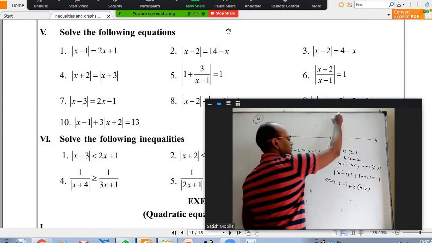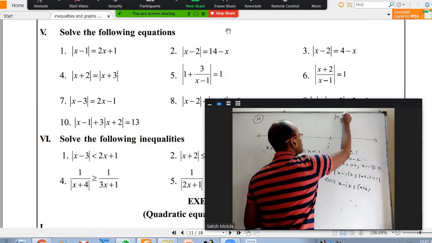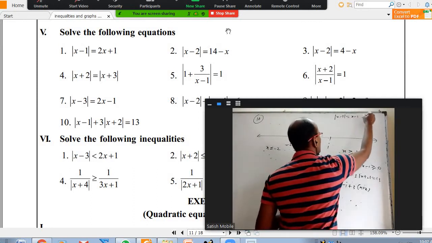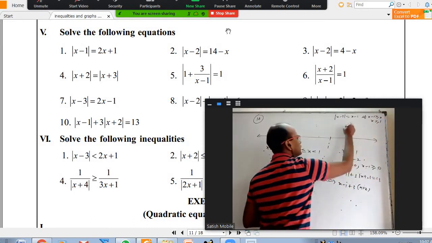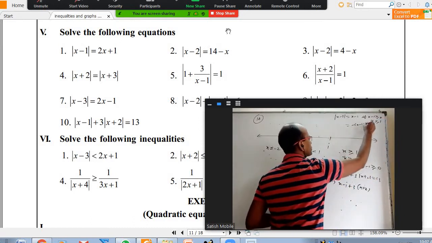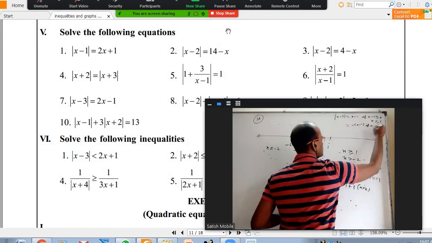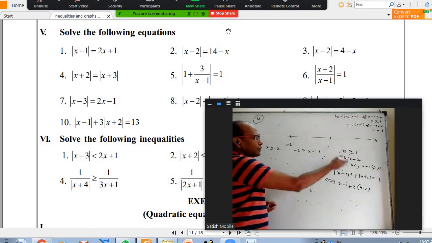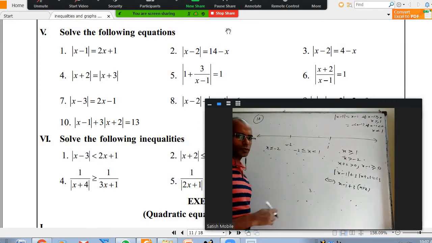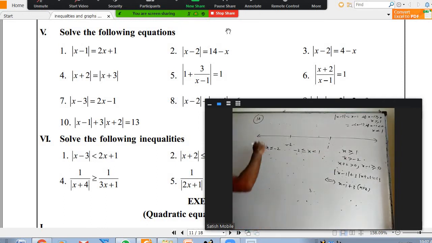Maybe I should write that for clarity. Mod x minus 1 is equal to x minus 1 if x minus 1 is greater than or equal to 0, that is x greater than or equal to 1. It is equal to minus of x minus 1 if x minus 1 is less than 0, that is x less than 1. That's why after 1 and before 1 it is very important to observe. Similarly, mod x.